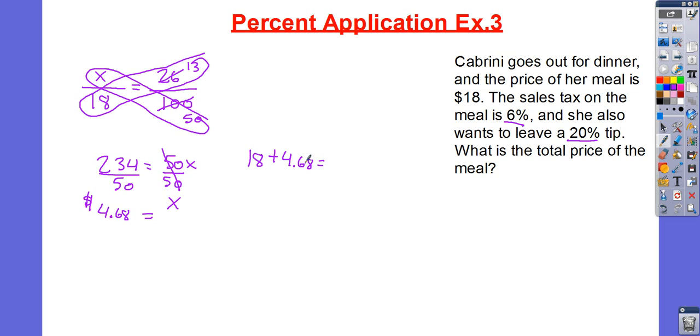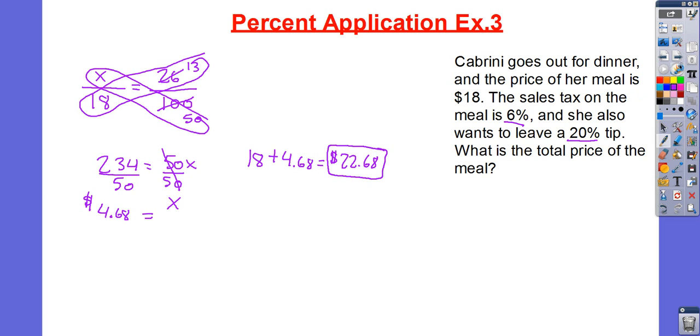So I have my original price, and I'm going to go ahead and add $4.68. So 18 plus $4.68 is going to give me a grand total of $22.68. So that's how much I'm going to be paying in total for the entire meal, including both the sales tax as well as that 20% tip that I'm leaving.